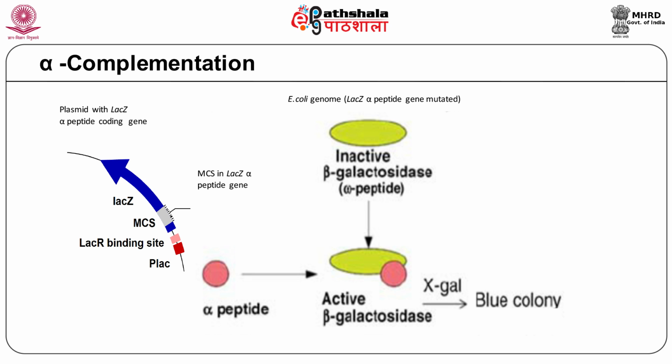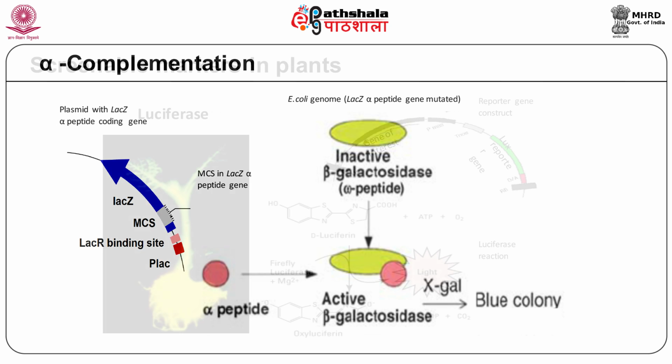In the plasmid, the LacZ gene codes for LacZ alpha but not LacZ omega. Hence, beta galactosidase is inactive. Enzyme functionality can be restored in trans by the plasmid LacZ alpha complementing the chromosomal LacZ omega. Hence the name alpha complementation.